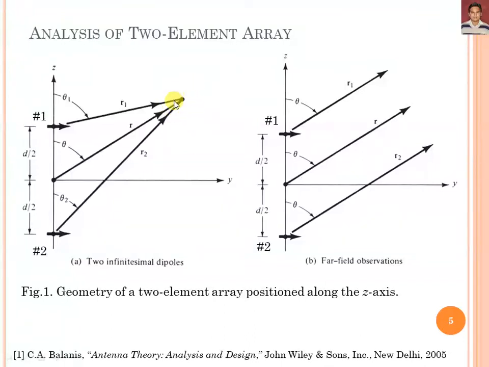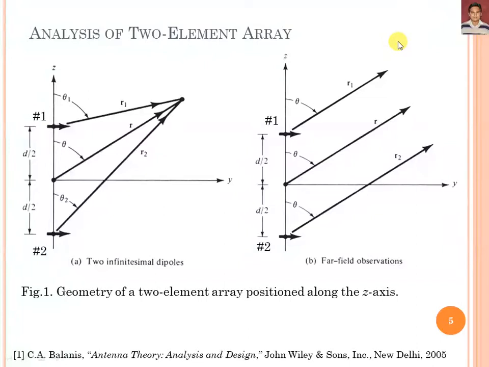So here we have to calculate the total electric field. The distance from dipole 1, the infinitesimal dipole, we are representing as r1, from the origin is r, and from dipole 2 is r2, and we can calculate the far field observation, as you can see in figure 1b. Here again we have to calculate the far field configuration. So we have to analyze the total field or far field calculation at the observation point.